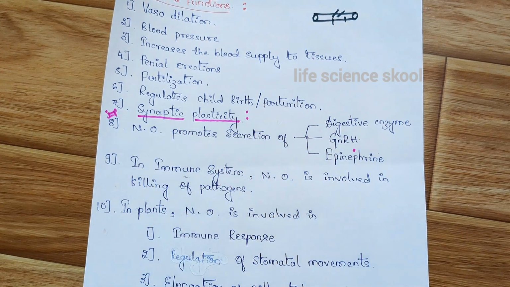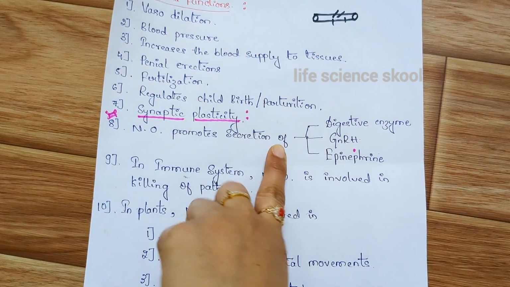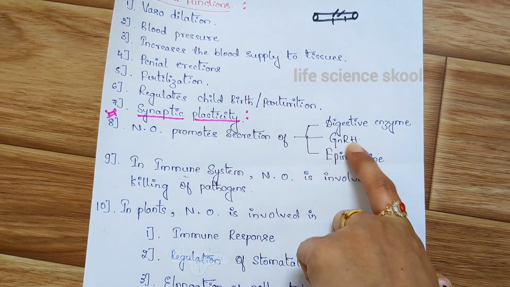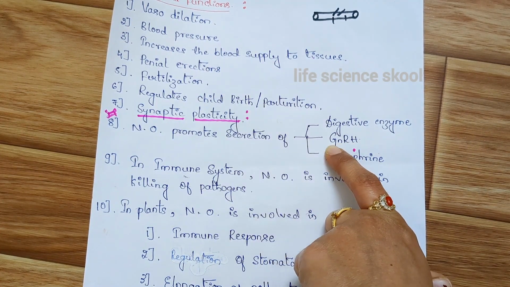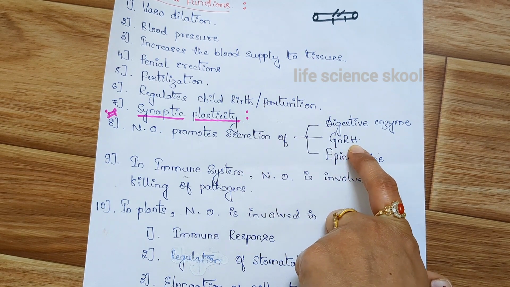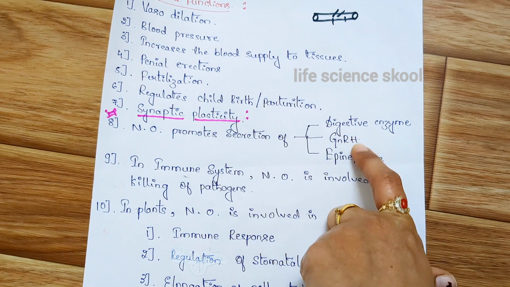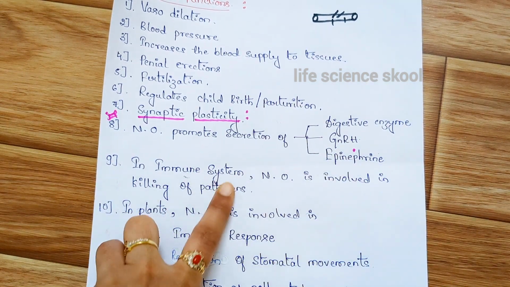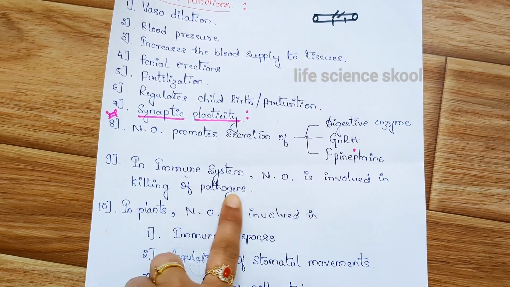Nitric oxide promotes secretion of digestive enzymes. Then next, GnRH, which means gonadotropin releasing hormone, that is the long form. Then there are the ovary and testis, and then epinephrine. It is also in the immune system. Nitric oxide is involved in killing pathogens.